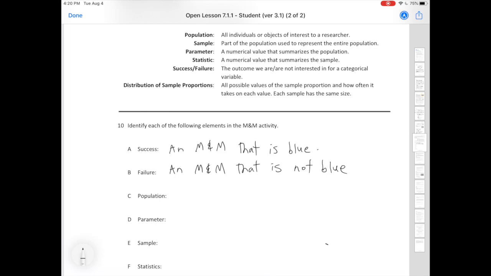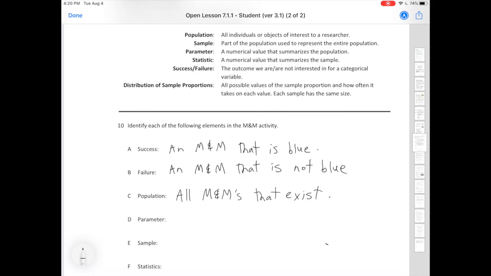Okay, what would the population be? Remember, a population is everything that we care about here. What are we asking about? We're asking about all M&Ms that exist, which is way too many for us to actually count, right? And so what would the parameter be?